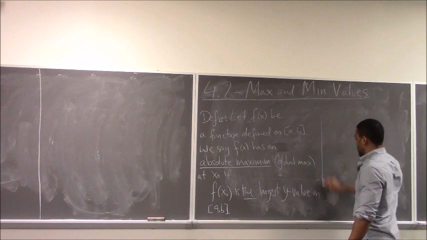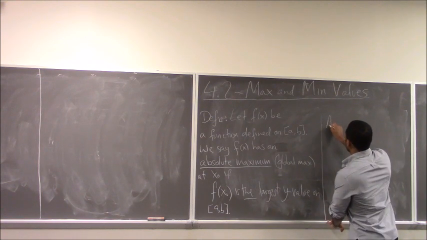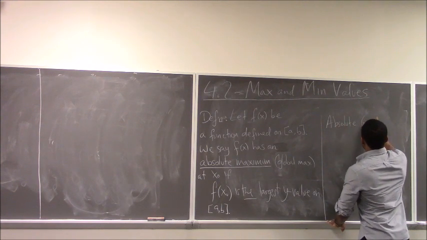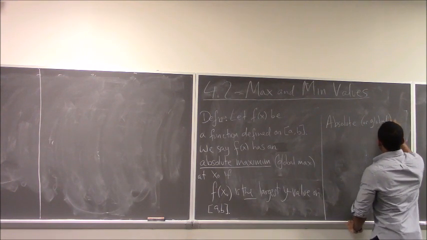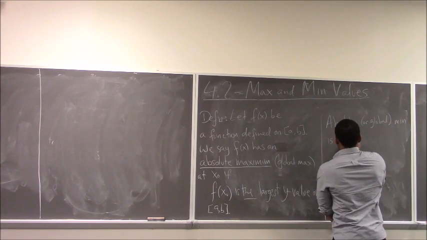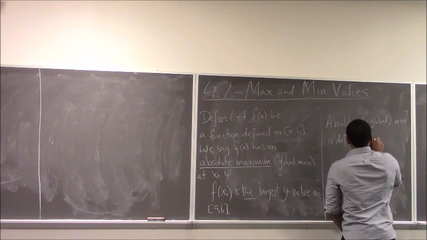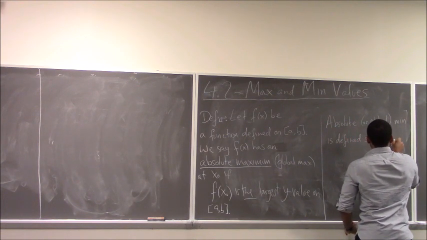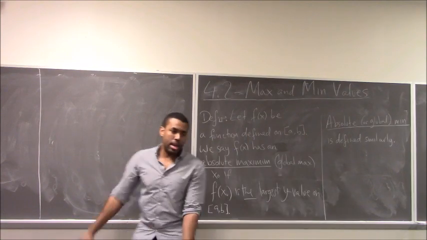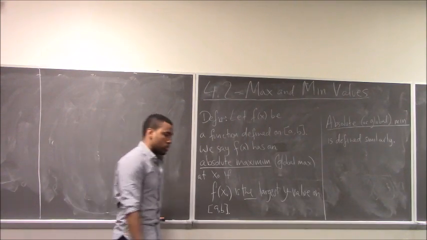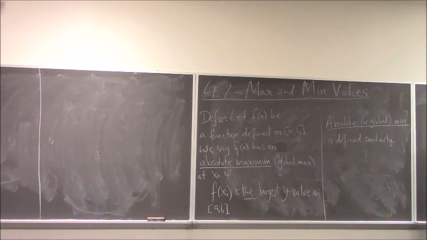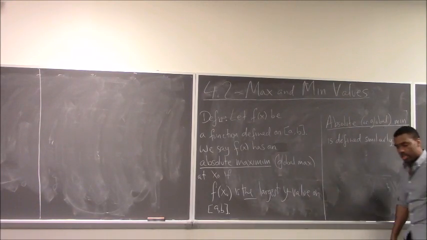Right? Absolute or global minimum is similar. So that's basically it. The absolute max is the largest y value your function will attain. The absolute min is the smallest value your function will attain on the entire interval, right? So there's always some interval that you're considering.